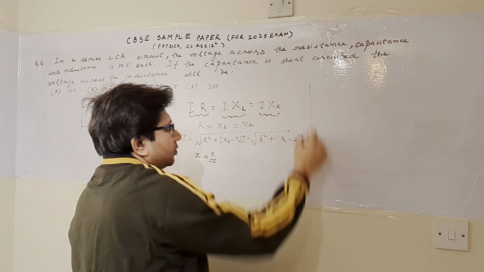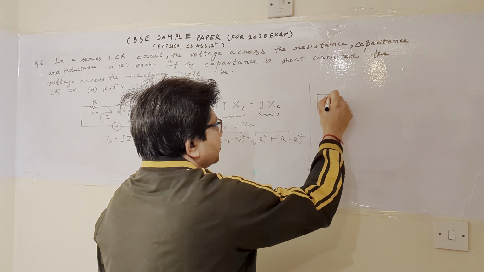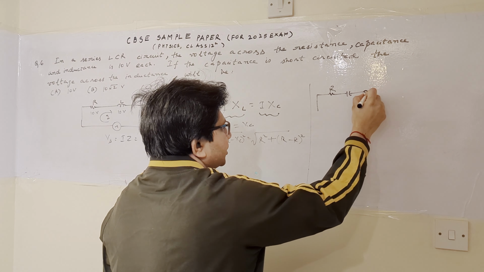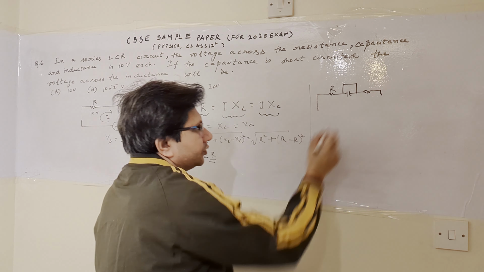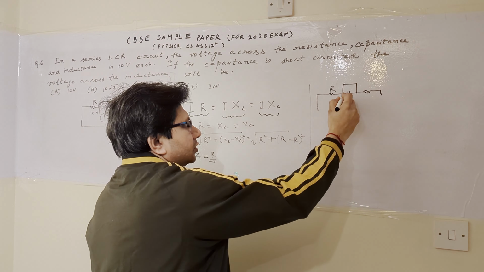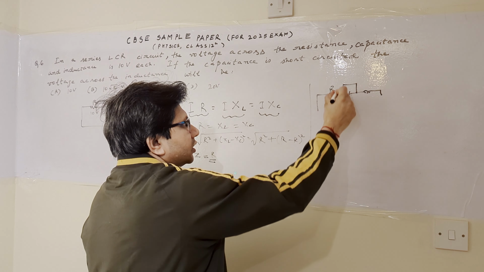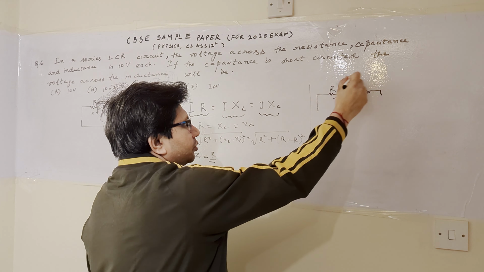Now the second case. In this case, we have the resistance, and we have the capacitor short circuited. Short circuited means there is a wire which is connected across the terminals. So all of the current passes through this short circuit path. The current will not go into the capacitor because current always chooses the minimum resistance path, and the wire is having the minimum resistance.